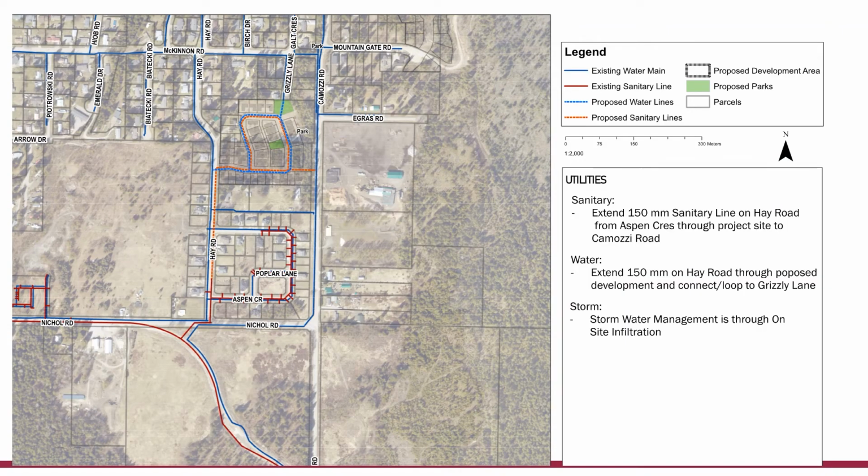The legend on the top right of the slide indicates which lines are existing and proposed. The blue dotted lines are the proposed water lines. The red dotted lines are the proposed sanitary sewer lines. And stormwater is proposed to be managed on site by infiltration.